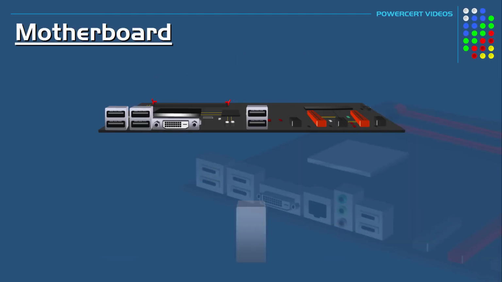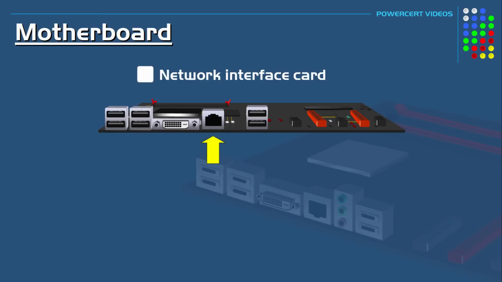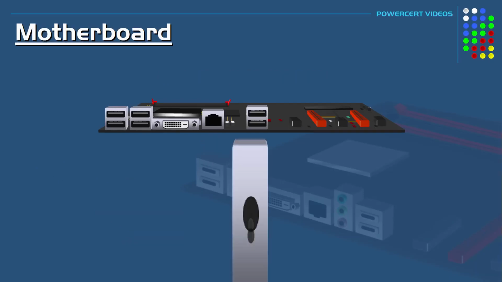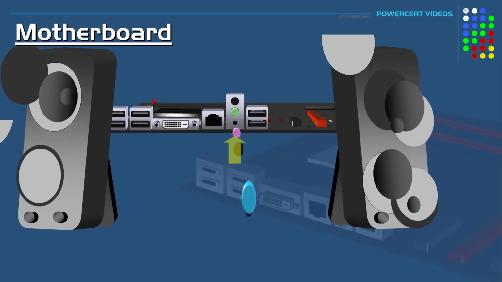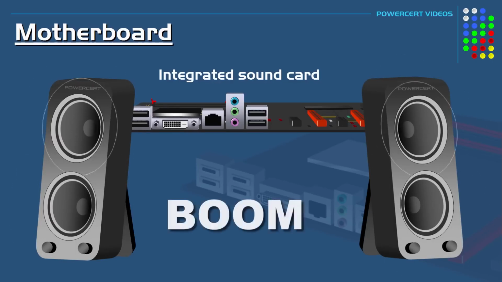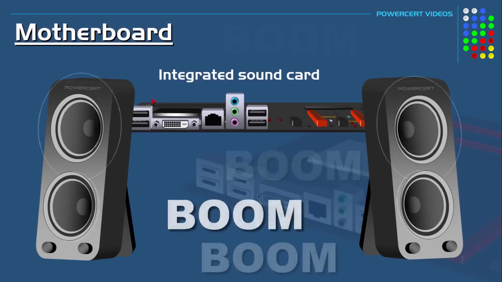And some other things that would appear on the rear input-output panel is the network interface card. This port is designed for an RJ45 connector with an Ethernet cable to connect the computer to a network. And there's also a sound card, and just like integrated video, if a motherboard has a built-in sound card, then this is known as integrated sound. A sound card is what processes audio through the computer's speakers.